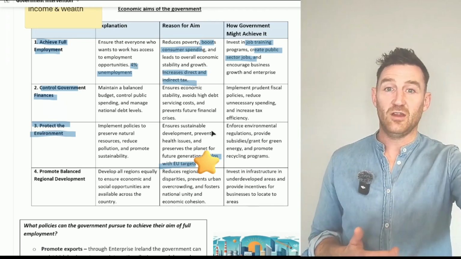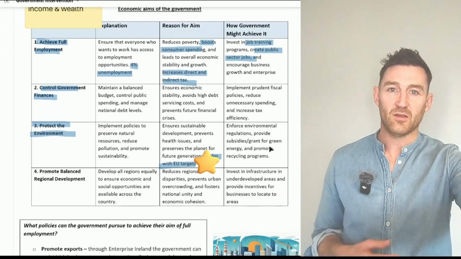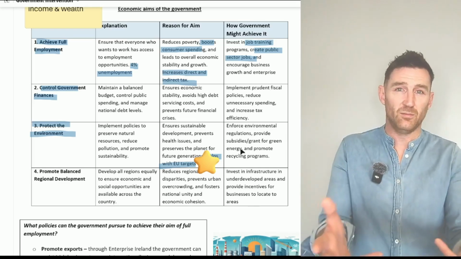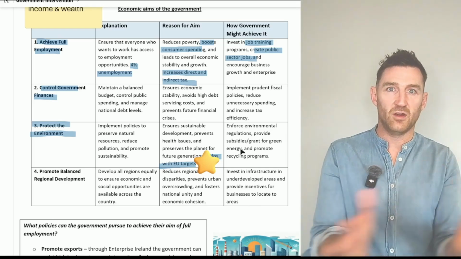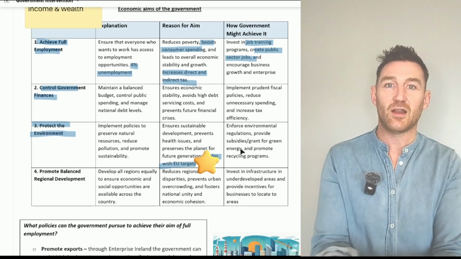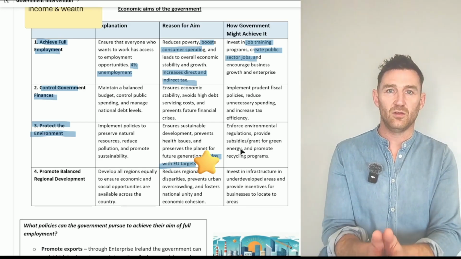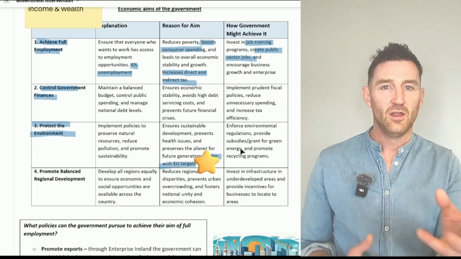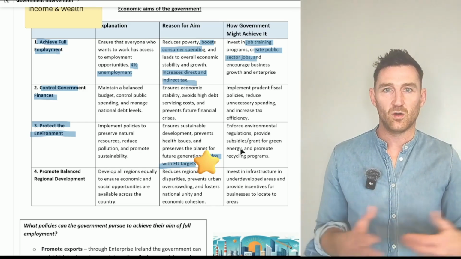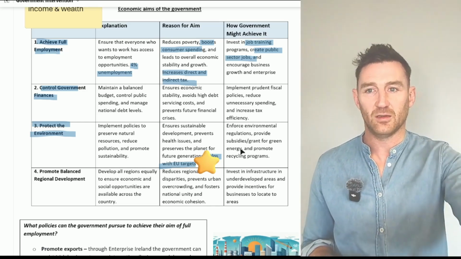So how can the government achieve that? Enforce environmental regulations, provide subsidies or grants for green energy. So that's something the government do give grants for, being green. Like the government will give grants for electric cars. The government have given a vehicle registration tax break for electric cars. The government might give grants for solar panels for your house, that type of thing.